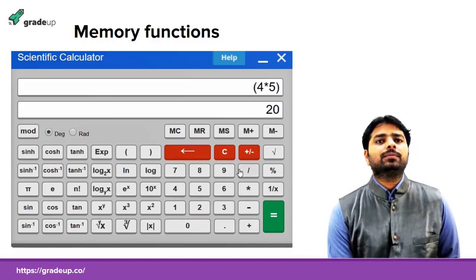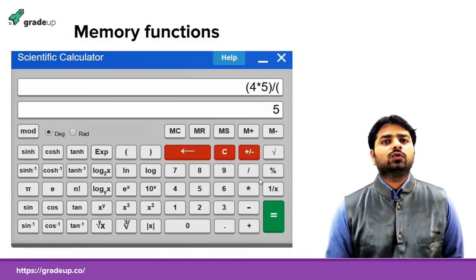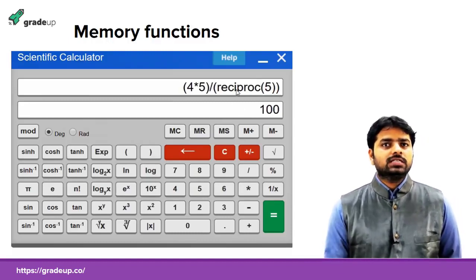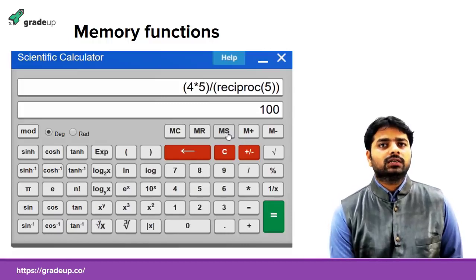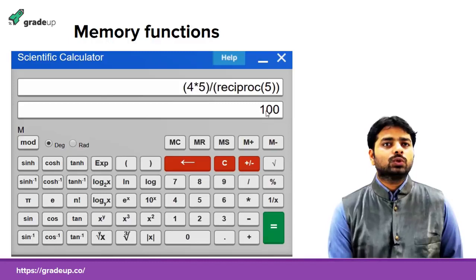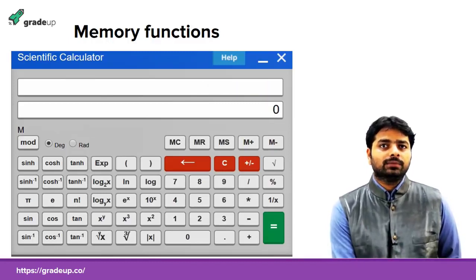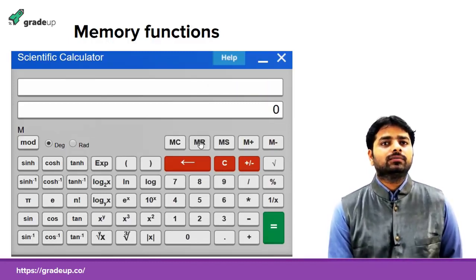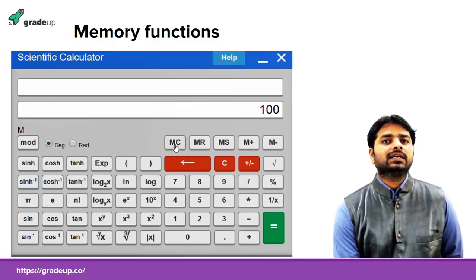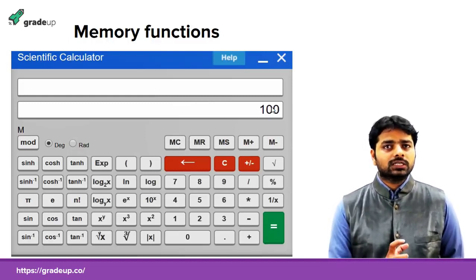So I am just performing some calculation to understand. 4 into 5 I am dividing by 1 by 5, which will give you 100. So this 100 is now calculated. Now I am storing it, so I pressed MS. When I press MS, you can see the M, which means some value is stored. That 100 is going to be stored in the memory. Now do anything else, press C, and you can see that if I press MR, that 100 is retrieved back onto the display.